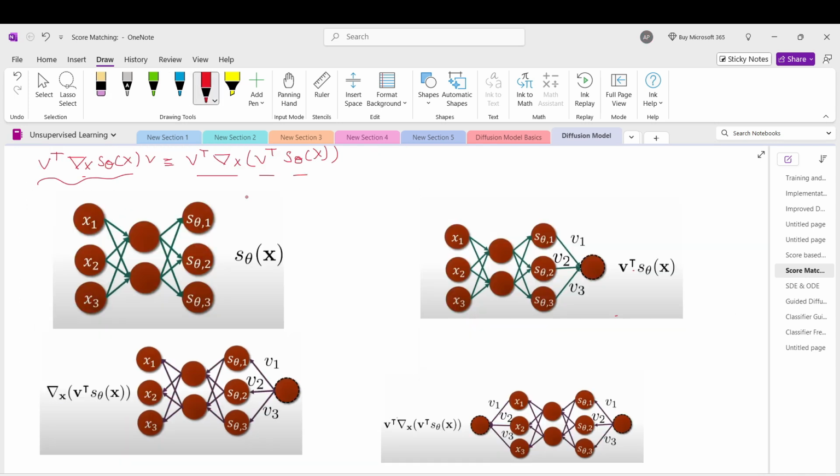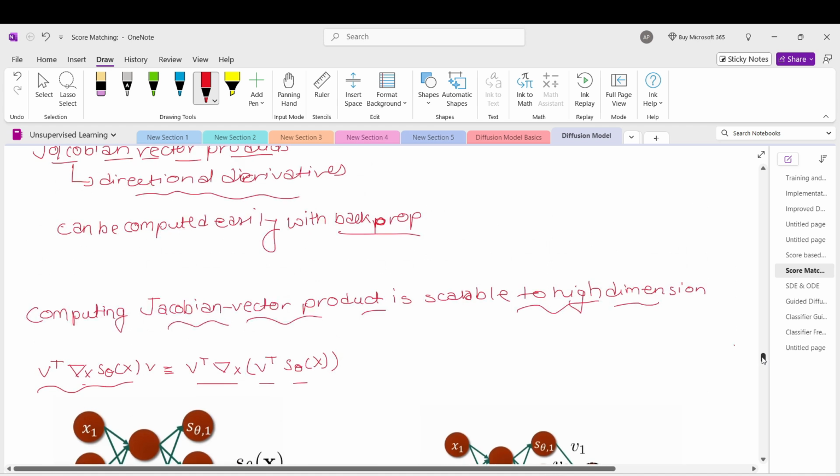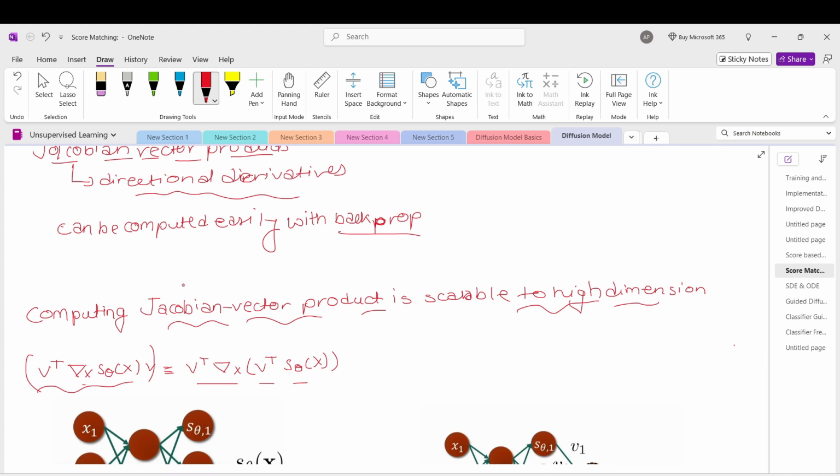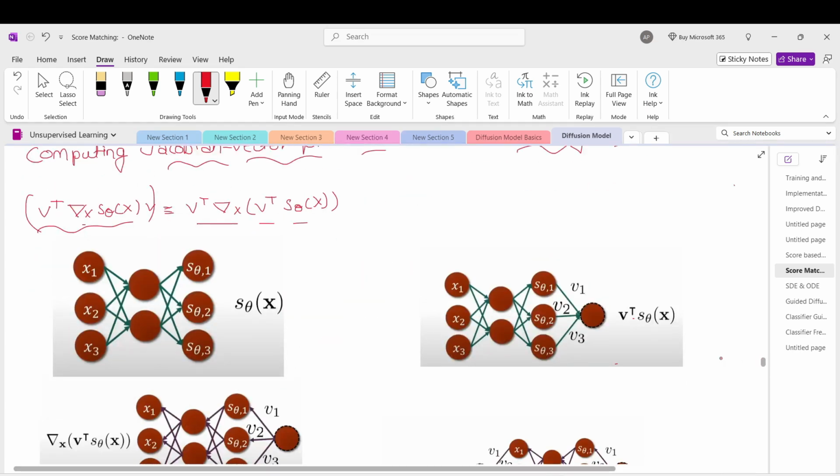As I'm saying, the vector Jacobian vector product is efficient, and this calculation we can just rewrite as this quantity here. So we apply the neural network to compute this, and I'm saying that this Jacobian vector product is scalable to high dimensions, and I will show how. We are computing this quantity, and first of all we find s theta, which can be easily computed from one single feed forward.